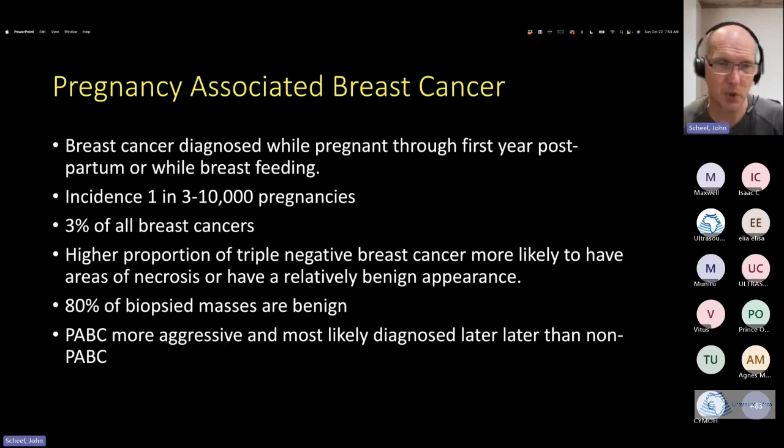There's a higher proportion of triple-negative breast cancers, and so you have to be careful because it has a relatively benign appearance, as I showed you in one of the earlier pictures. That being said, 80% of the biopsied masses are benign, but I cannot stress this enough: when there are cancers, they're usually more aggressive and more likely to be diagnosed later.